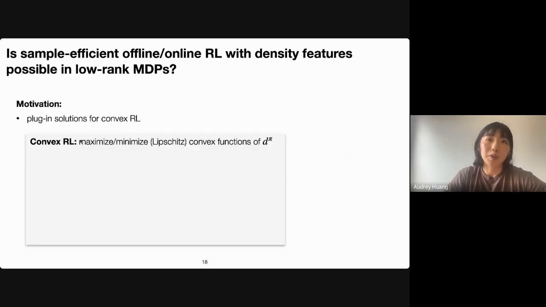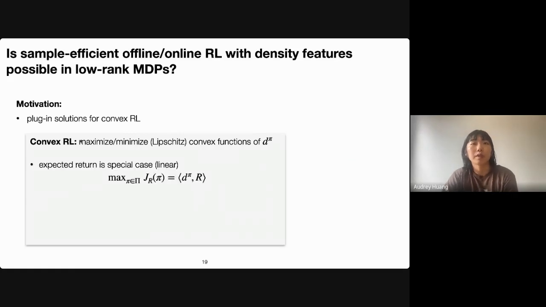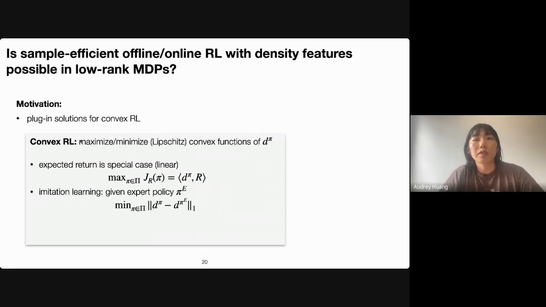And we have several motivations. The first one is that we can get plug-in solutions for convex RL, which value function learning is often incompatible with. In convex RL, we want to maximize or minimize Lipschitz convex functions of the occupancy d^pi. For example, the expected return is a special case where you have a linear function of d^pi in terms of your reward r. And this is flexible enough to include other well-known functions such as imitation learning, where we want to minimize the L1 distance between our occupancy d^pi and the occupancy of an expert policy pi_e.